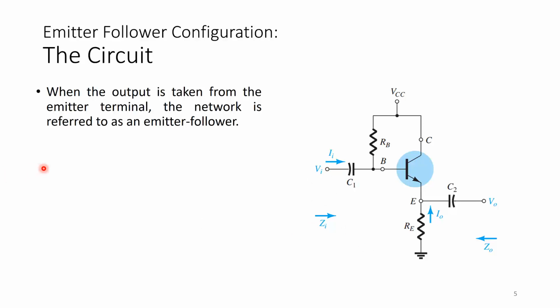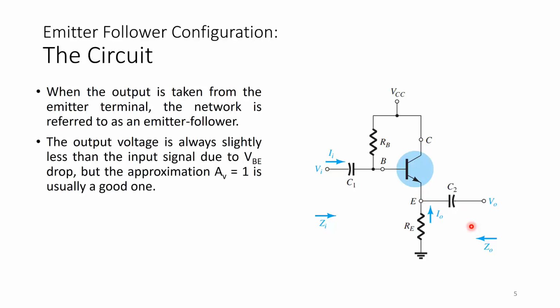When the output is taken from the emitter terminal, the network is referred to as an emitter follower. Okay, this was covered when we did the same thing in DC biasing circuit. Just again, to jog your memory. So now it is an emitter follower because previously in the other subtopics in AC analysis we took the output from the collector. Now we're taking the output from the emitter.